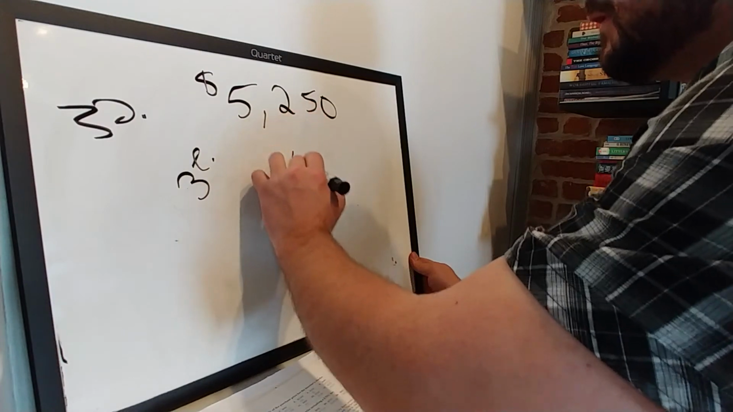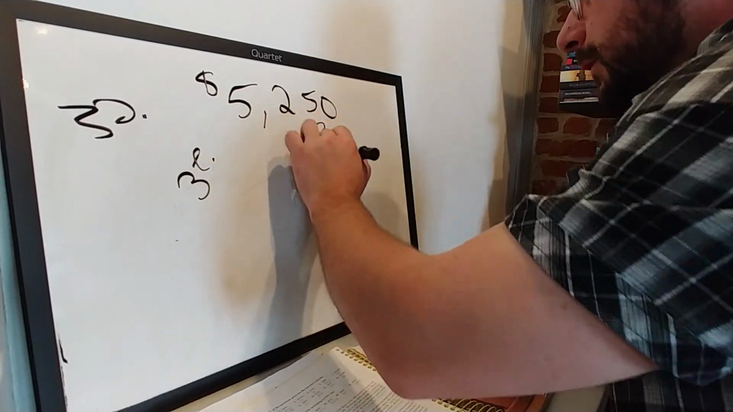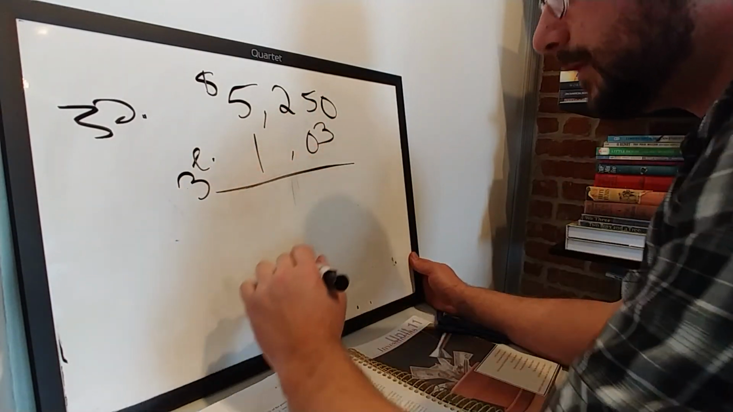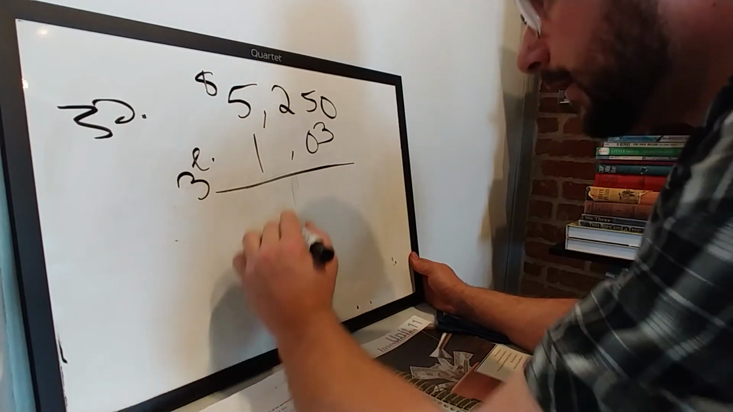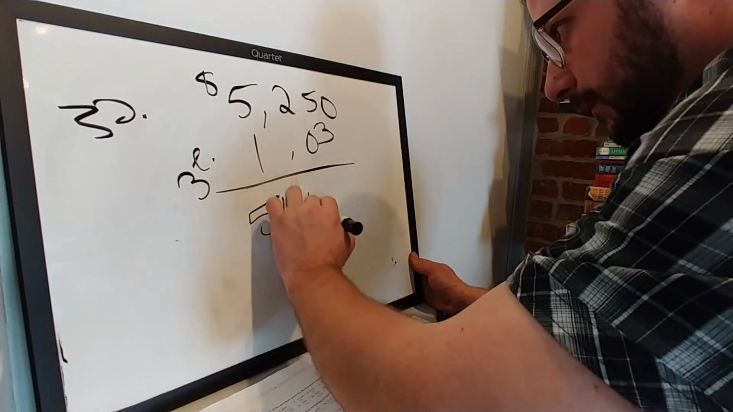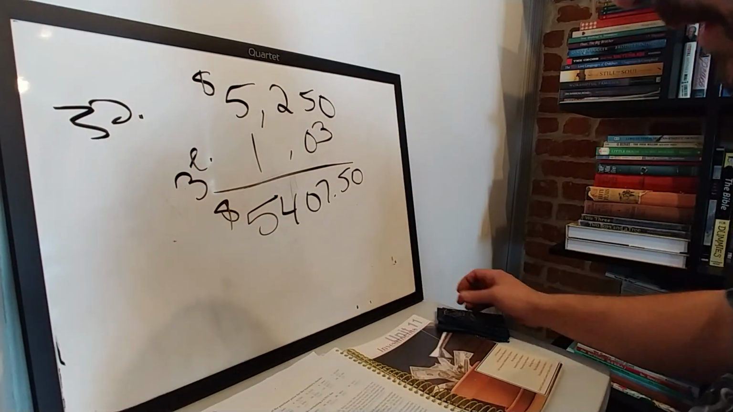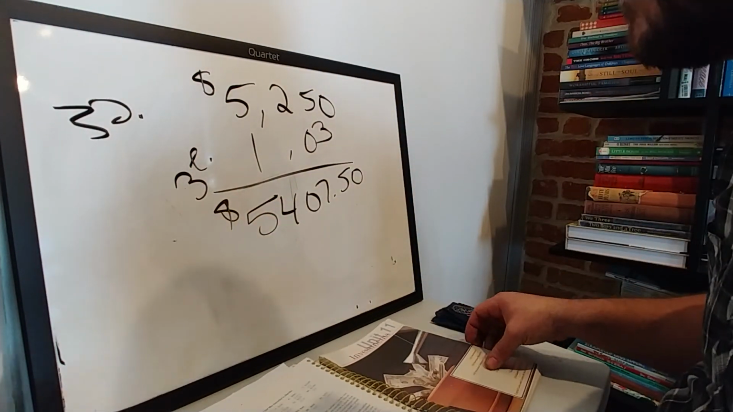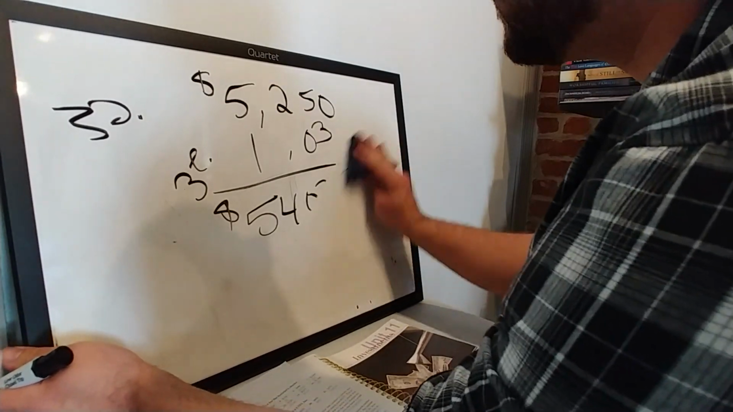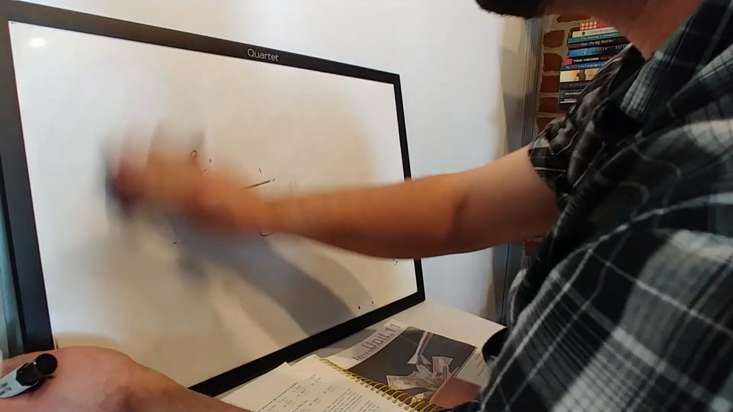So you're going to take this times 3% or 103% to get it added right in, and that should come out to $5,407.50 if you did it correctly. Alright, this lesson seems like it might be pretty easy. If not, and you have some questions, just feel free to ask.